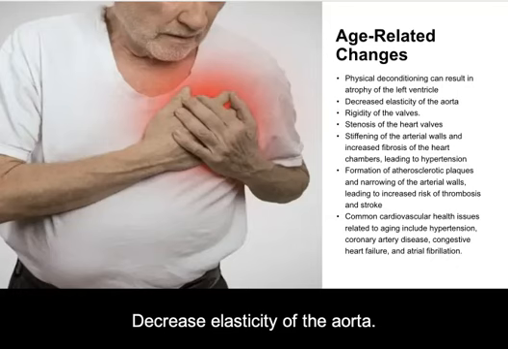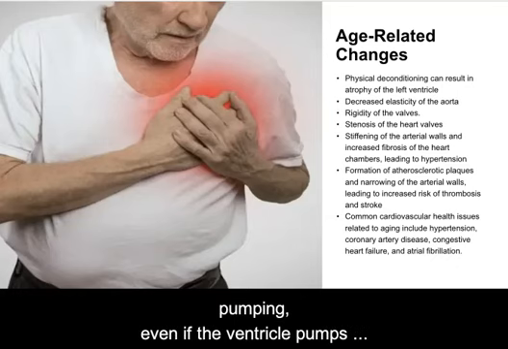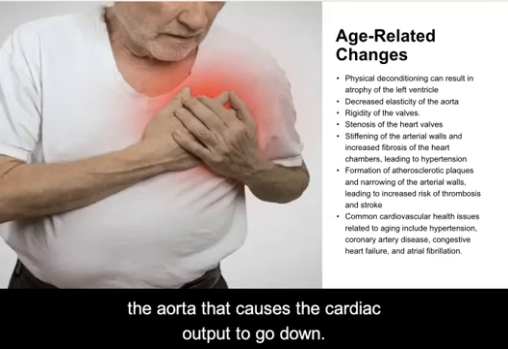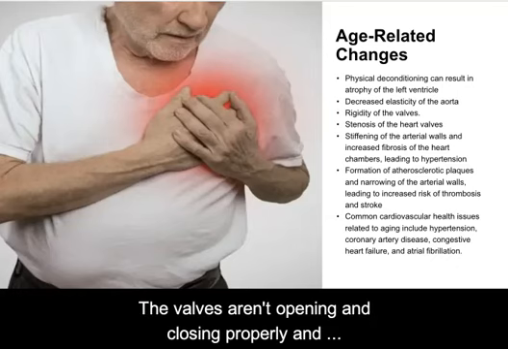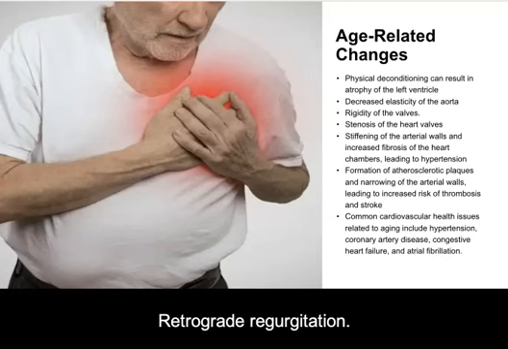Decreased elasticity of the aorta. So if the aorta is not as elastic, if it's stiffened, then even if the ventricle pumps the blood out, there's a lot of resistance in the aorta that causes the cardiac output to go down. Rigidity of the valves. The valves aren't opening and closing properly, and sometimes this can cause the blood to have backward flow, retrograde, regurgitation, we call it, right?